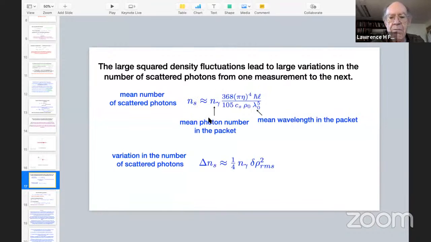So remember, this is the mean number that came from that formula for the total cross section that I showed you a moment ago. As a result of fluctuations in the squared density, we're going to get a variation in the number of scattered photons. This is going to be the quantum effect due to the finite averaging. This is essentially the same thing as what went into the cross section. This is the number of photons in the wave packet. So this is how many you typically expect to see scattered in a given measurement.